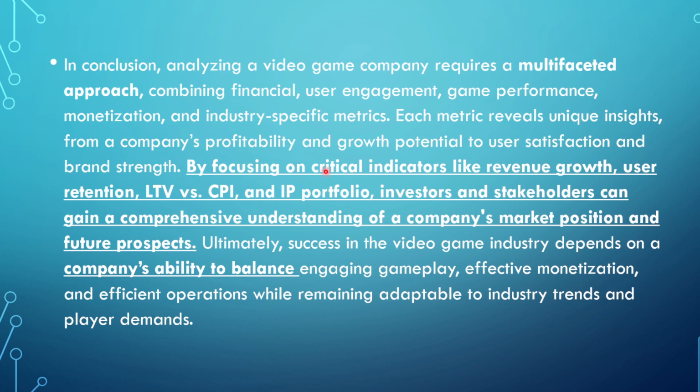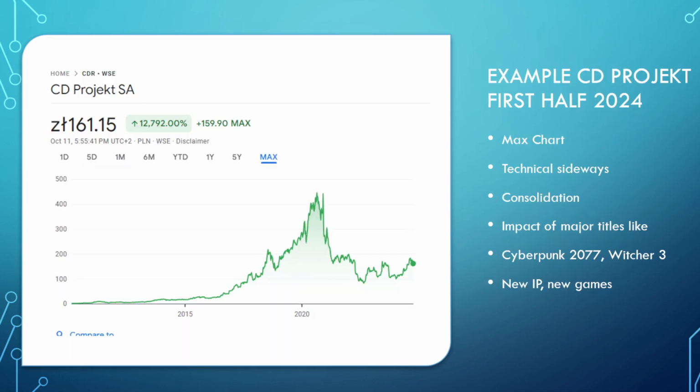By focusing on critical indicators like revenue growth, user retention, LTV versus CPI, and IP portfolio, investors and shareholders can gain a comprehensive understanding of a company's market position and future prospects. Very important. Ultimately, success in the video game industry depends on a company's ability to balance engaging gameplay, effective monetization, and efficient operations while remaining adaptable to industry trends and player demands.